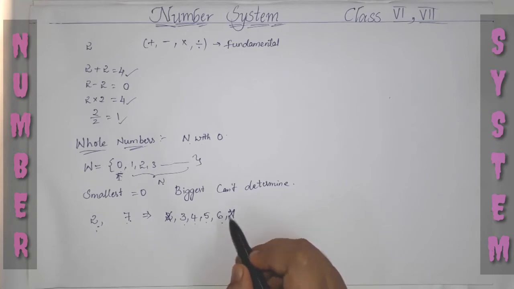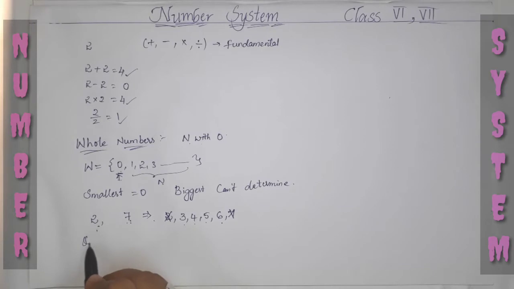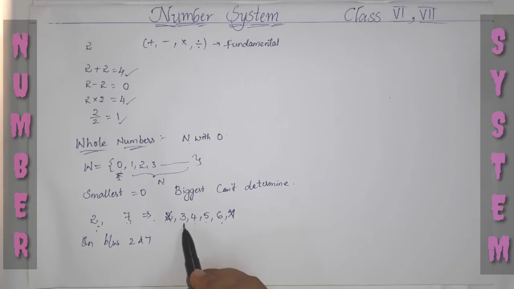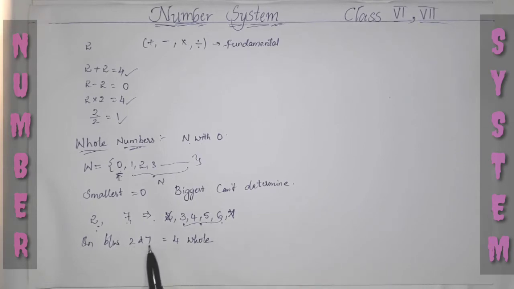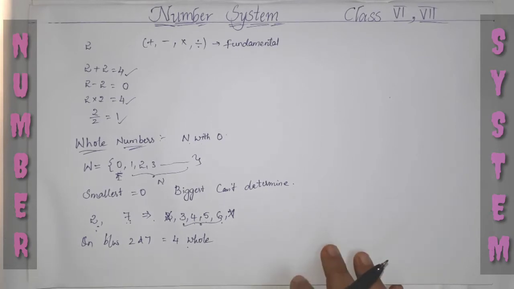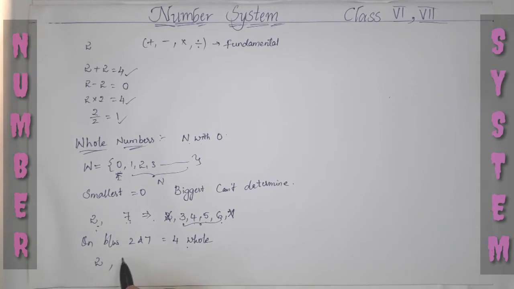So what can I say? In between 2 and 7, how many numbers are there? 4. Which type of numbers? Whole numbers. You have to mention that. In between 2 and 7, we have 4 whole numbers. These are small numbers, so I easily found them. If I ask in between 2 and 208, how many numbers are there? Can you find that? We can't write every number and count them. Yes, it will take more time.